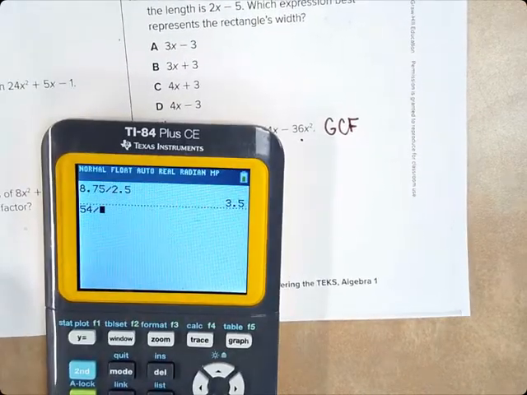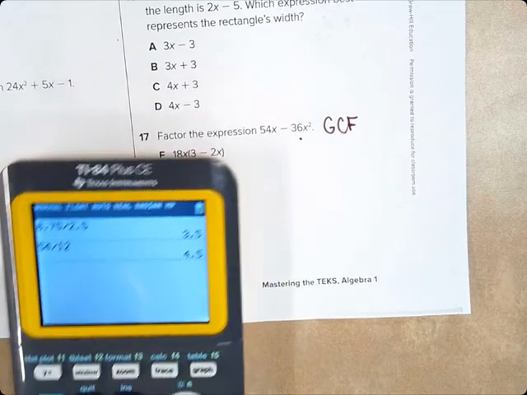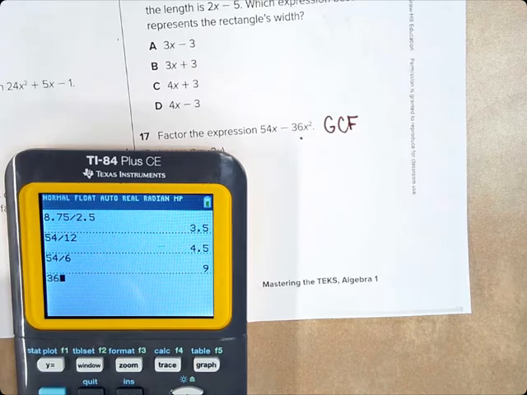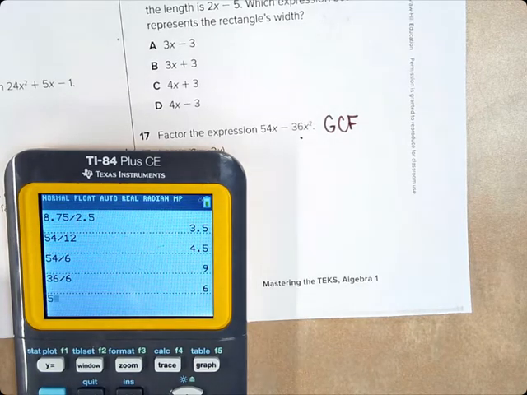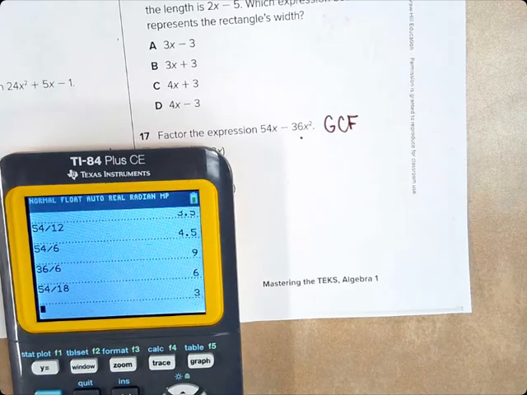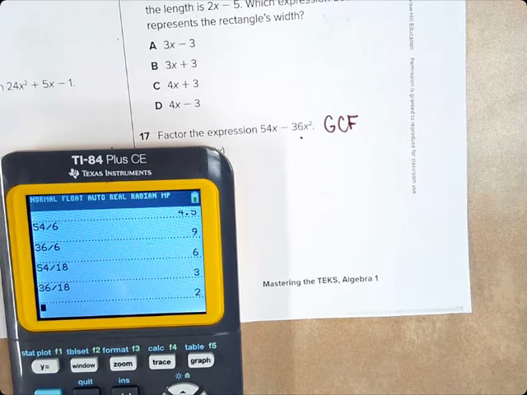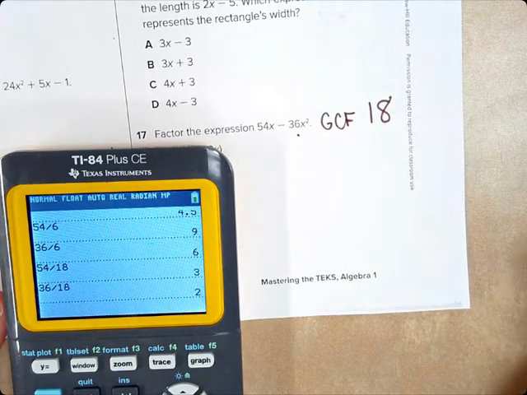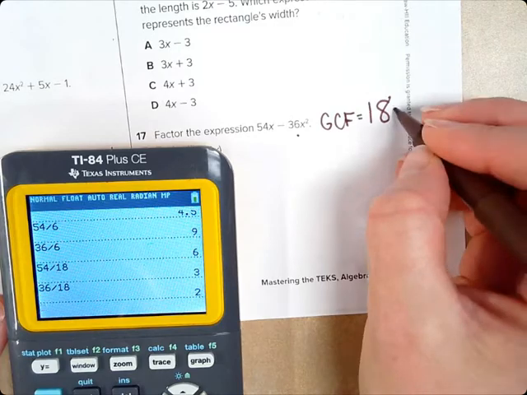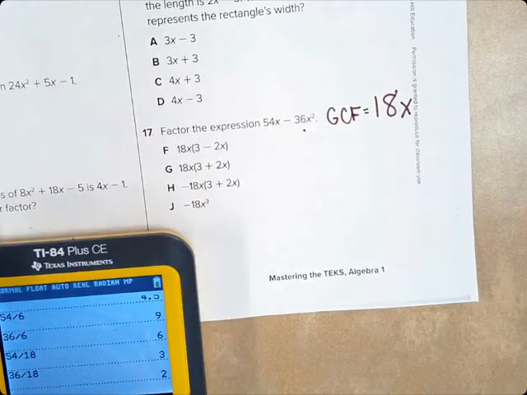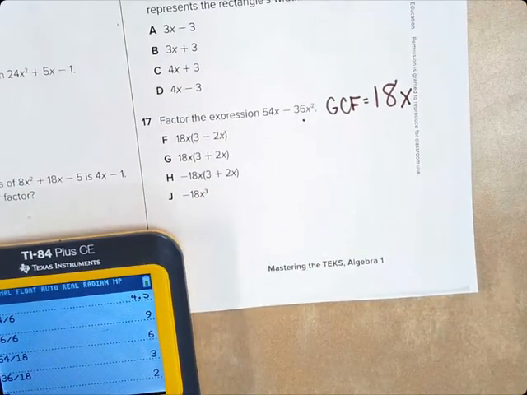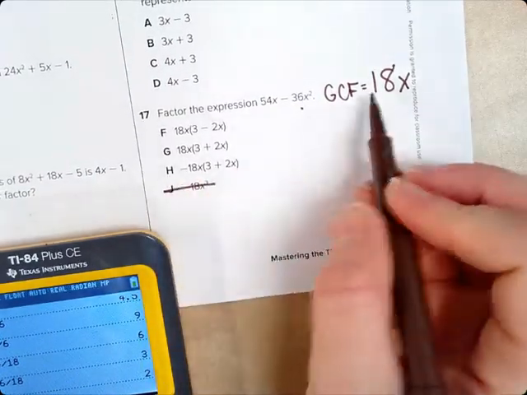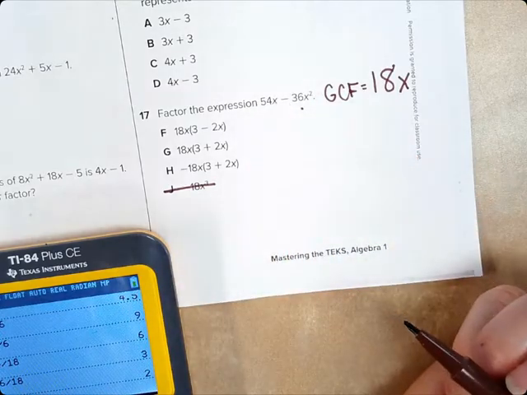54 divided by 12? No. 54 divided by 6? Yes. 36 divided by 6? 54 divided by 18? Oh. 36 divided by 18? So it's 18. And then how many x's do they have in common? Just an x. So which one has 18x factored out? All of them except for J. This one has a negative, but the negative is not our first term, so we don't have to do that.